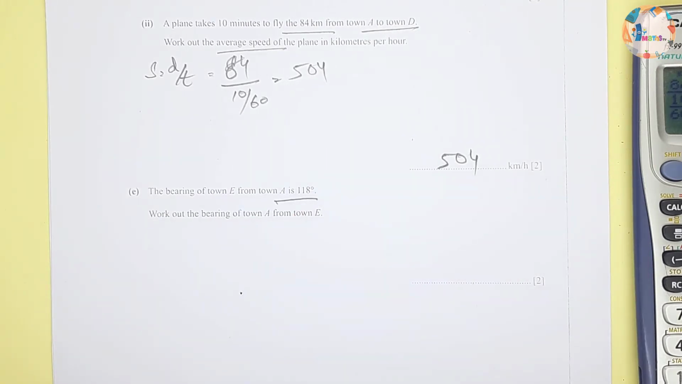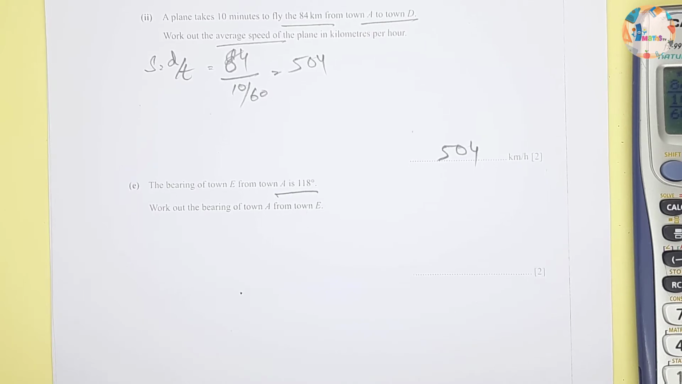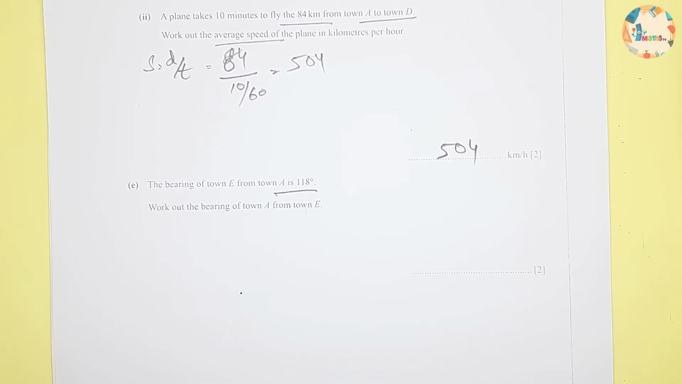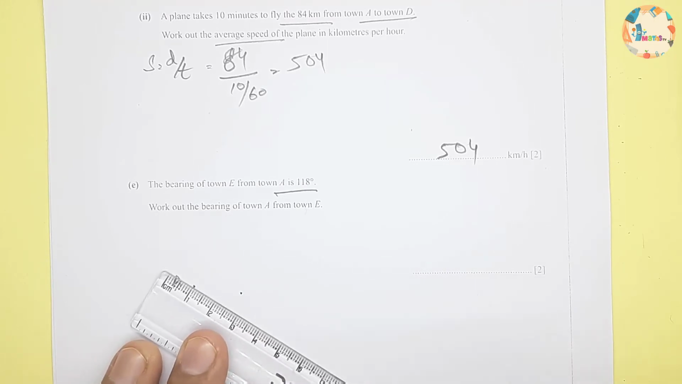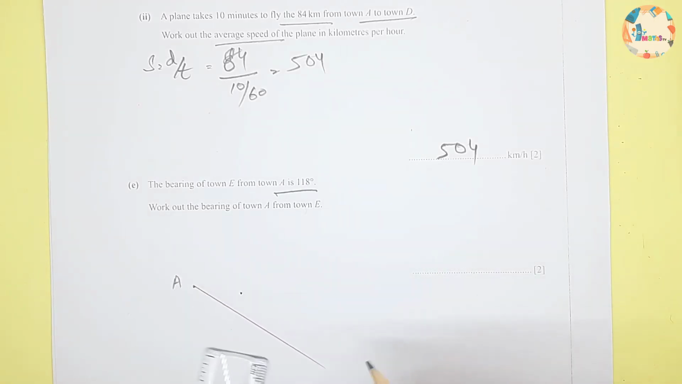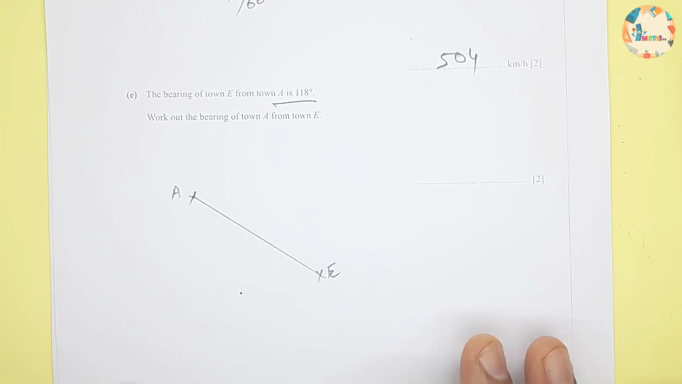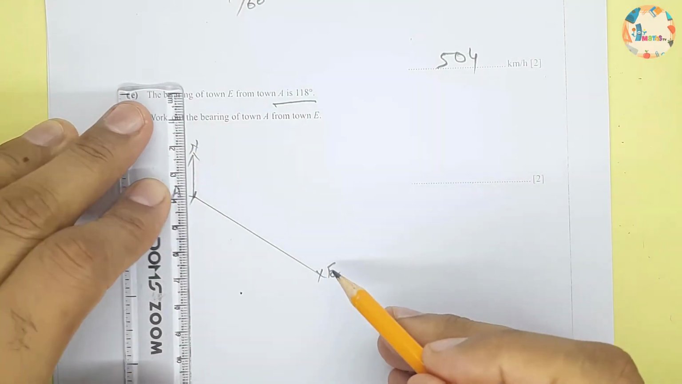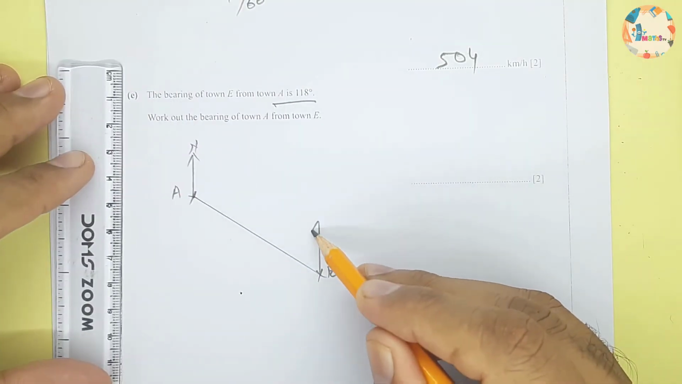The bearing of town E from town A is 118. Work out the bearing of town A from town E. For this question, town A can be over here, and town E is, for example, roughly over here. So town E is this one, town A is this one. I've just drawn a rough drawing for your understanding, and this is basically the north, and north on this side is this one.